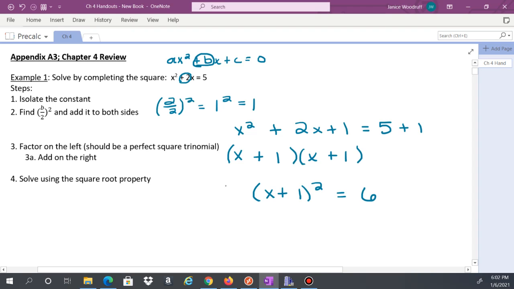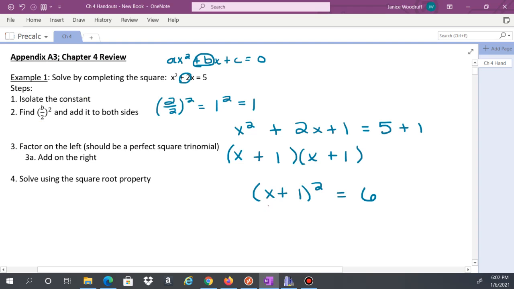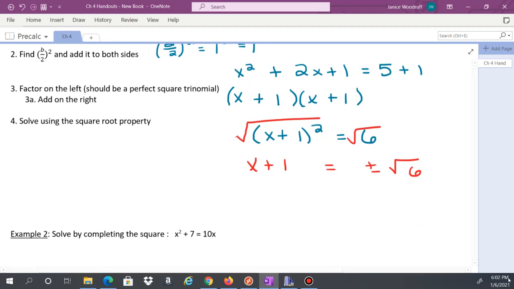Then we solve using the square root property. The square root property tells us to first isolate the squared term, which it should already be isolated here. Then second, take the square root of both sides. So here I'm going to take the square root of the left and the right. On the left, it will free up x plus 1. And then on the right, I'm going to get a plus or minus the square root of 6. We don't want to forget that plus or minus.